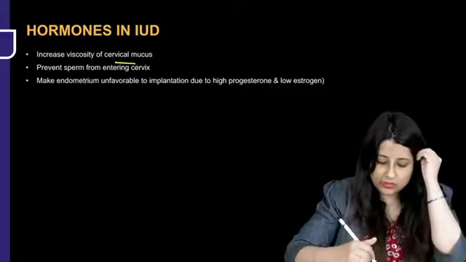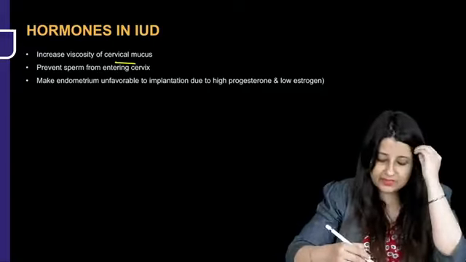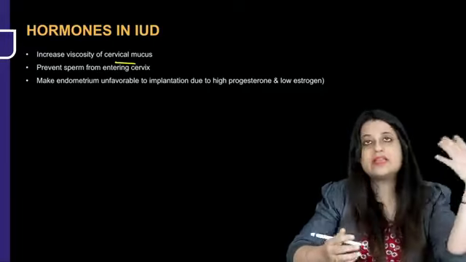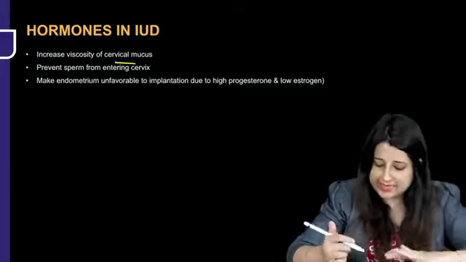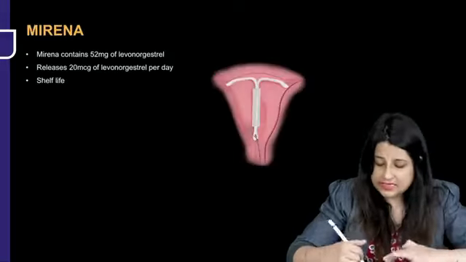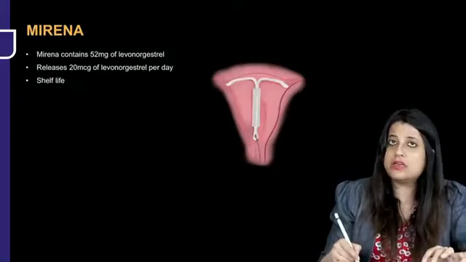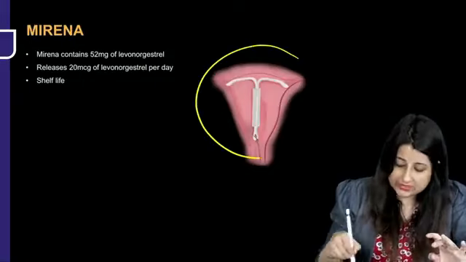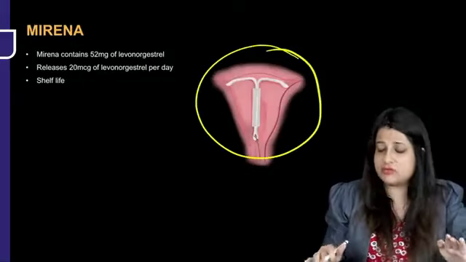So cervical mucus viscosity is increased, which prevents sperm from entering, and it makes the endometrium unfavorable, just like this, due to high progesterone and low estrogen. Now, if you look at this, does it have a brown color copper wire around it? No. There is no brown color wire wrapped around it.